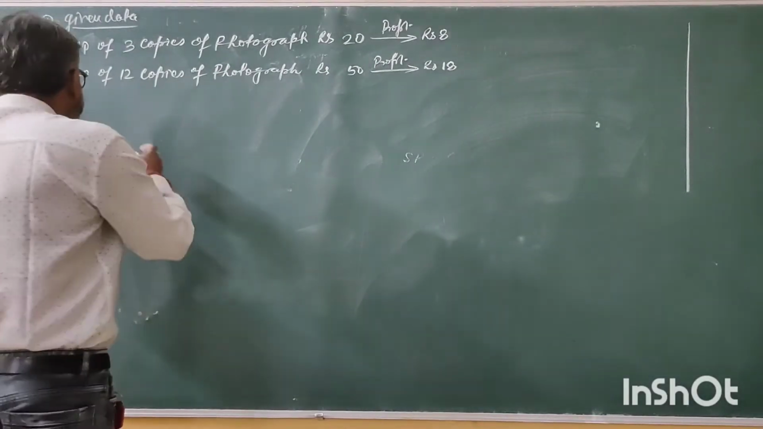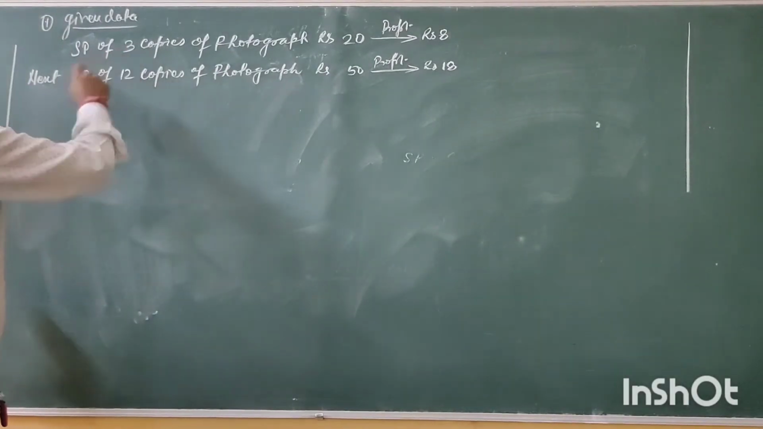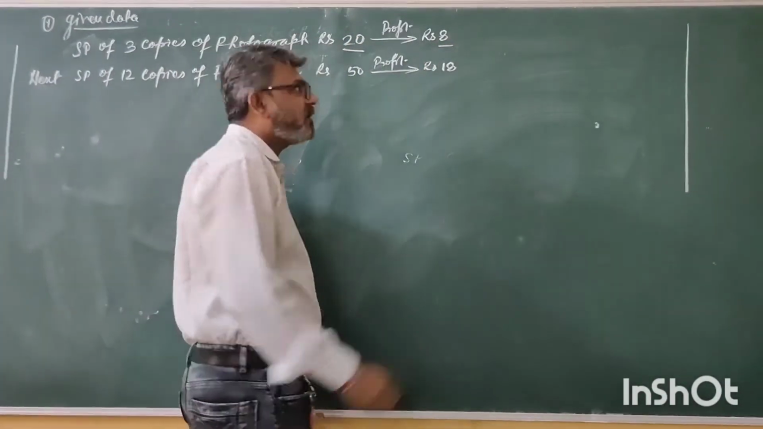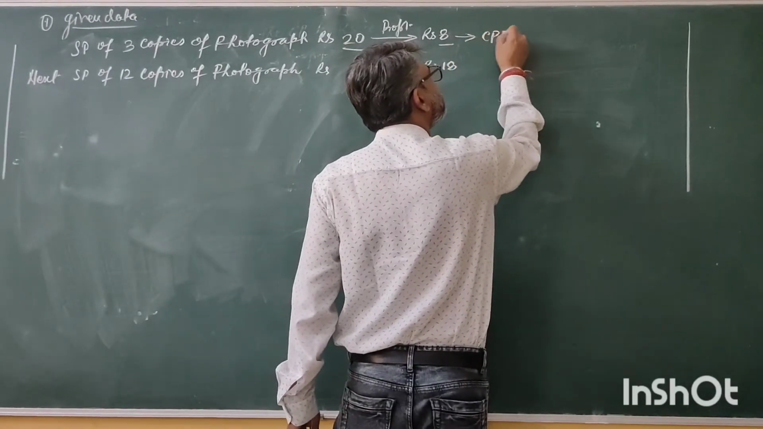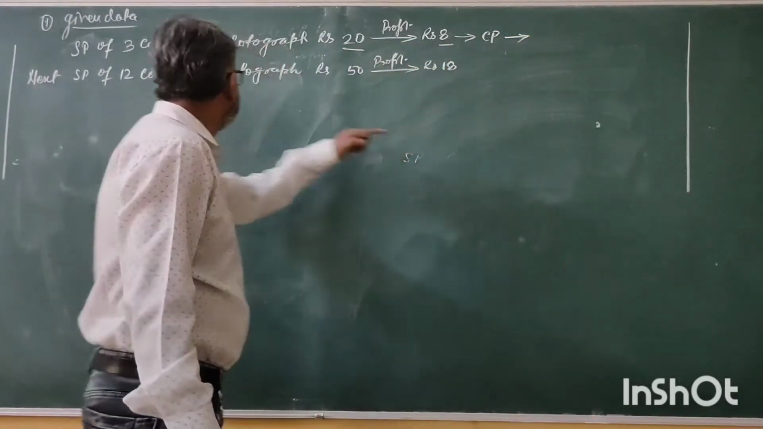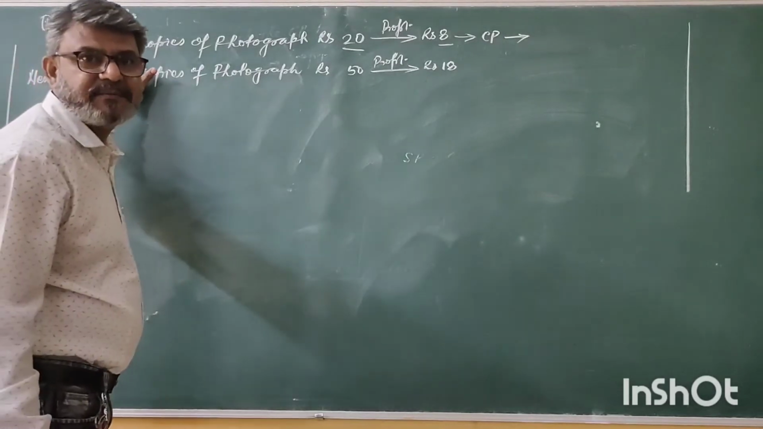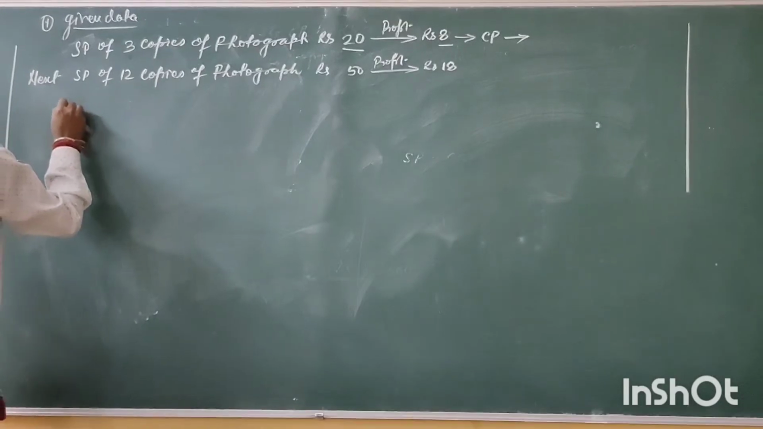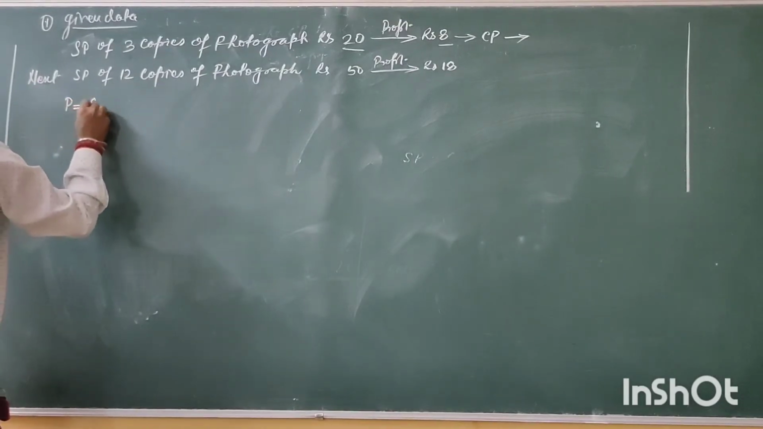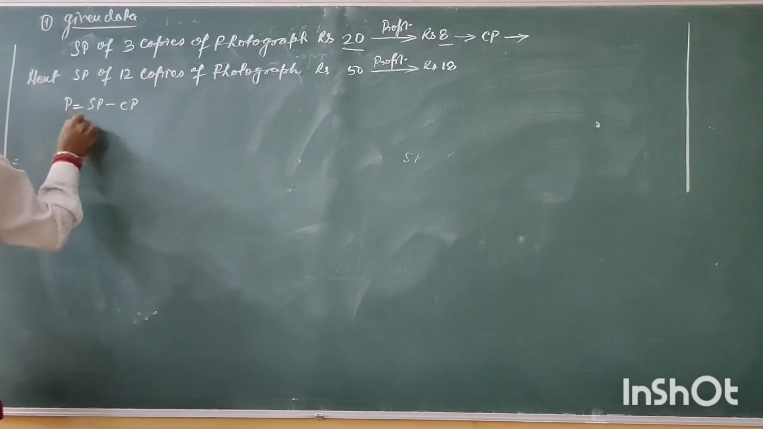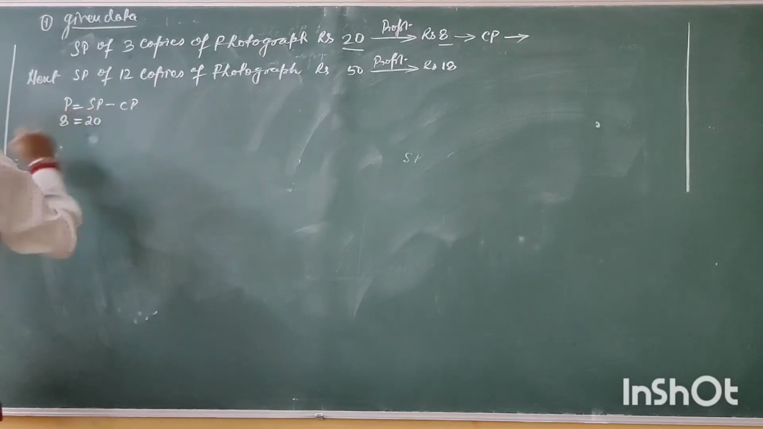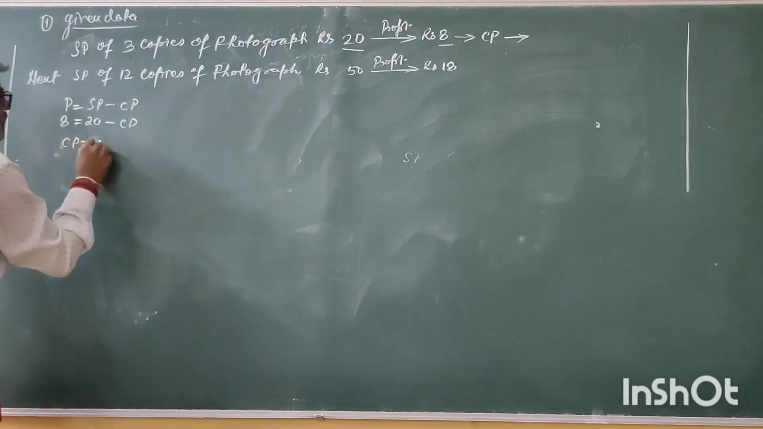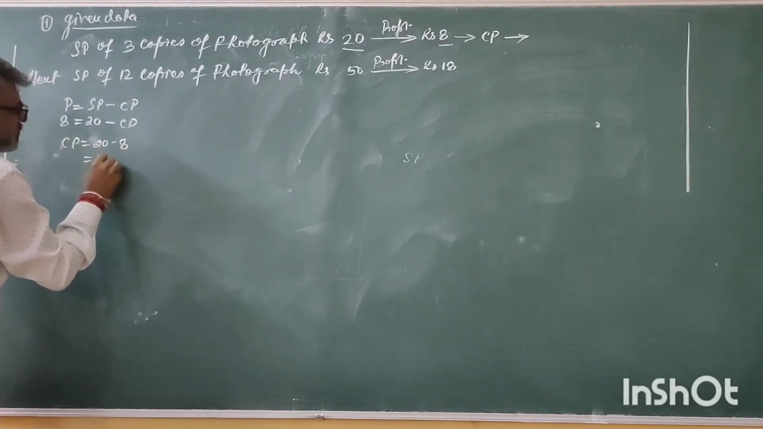चलिए, first of all as per data, that means selling price is there, profit is there. Now to find out the CP of the first 3 copies of photograph. Very simple, because profit is SP minus CP. Profit is ₹8 and selling price is 20. Now the result is CP equals 20 minus 8 equals 12.